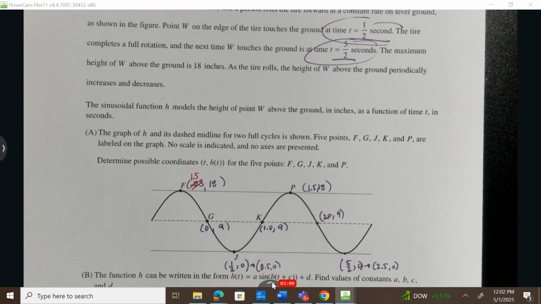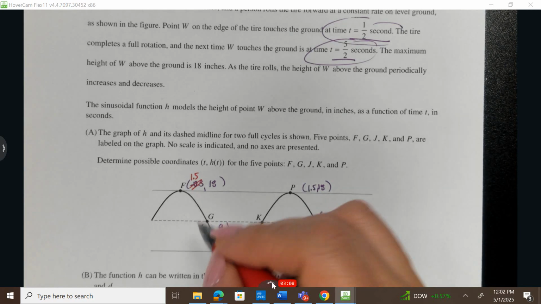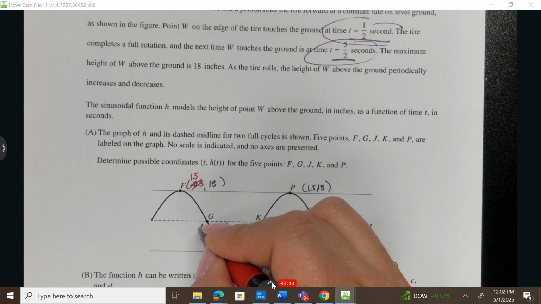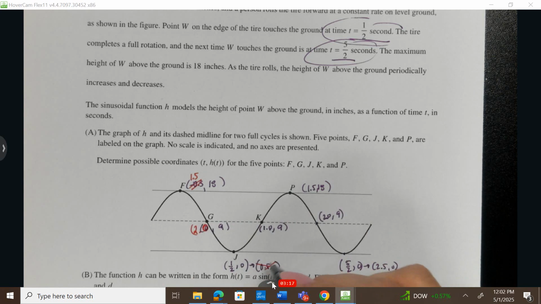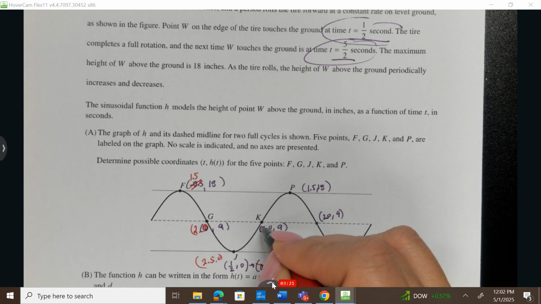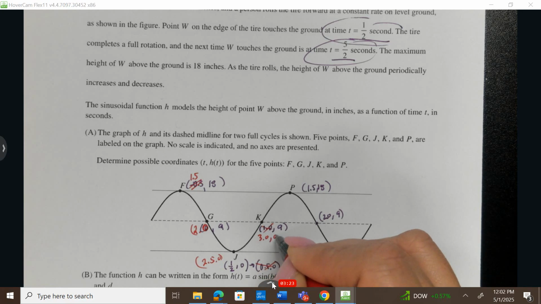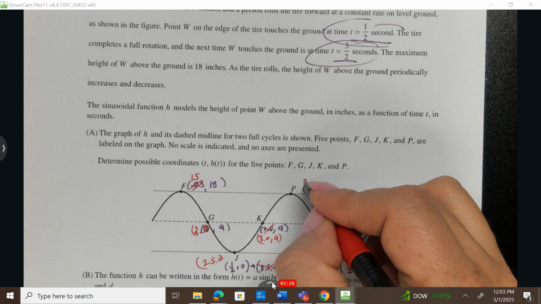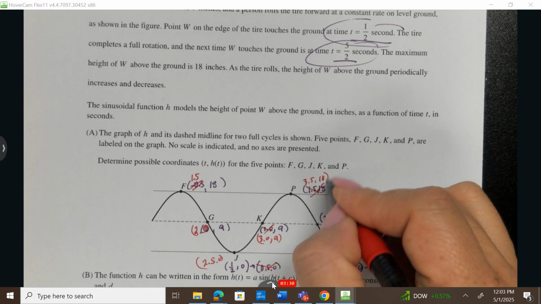As a reminder, as we move to the right, we're simply going to be changing here by 0.5. So 1.5 plus 0.5 is going to be 2.0. And then this would be 2.5 and 0. And this would be 3.0 and 9. And this would be all the way up to 3.5 and 18.